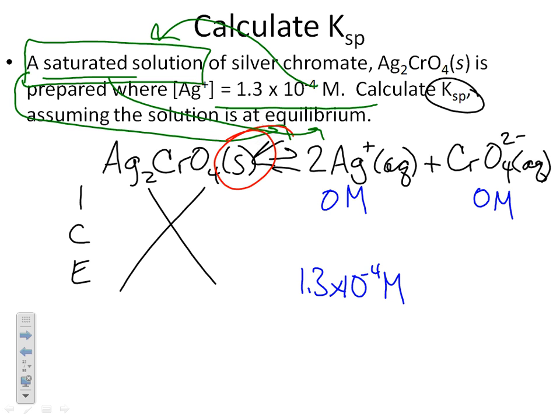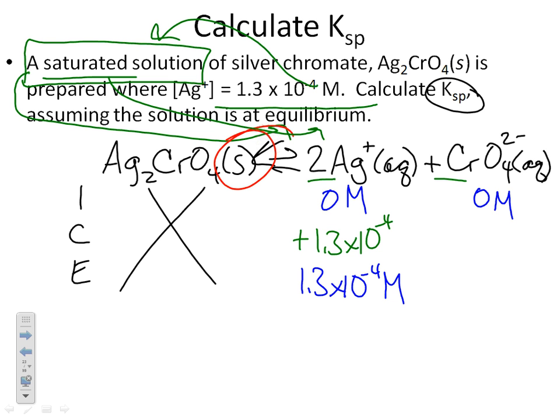This is the same set of processes. We can figure out then the change: how do you go from 0 to 1.3 times 10 to the minus fourth? You add 1.3 times 10 to the minus fourth. Now we're going to use stoichiometry to apply the change from the silver to the change for the chromate, and that's based on the mole ratios. Silver and chromate are in a 2-to-1 molar relationship, meaning you generate twice as much silver as you do chromate. For every 1 mole of chromate, you get 2 moles of silver, which means that the change for the chromate is going to be half that for the change for the silver.